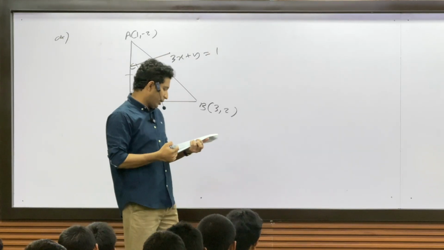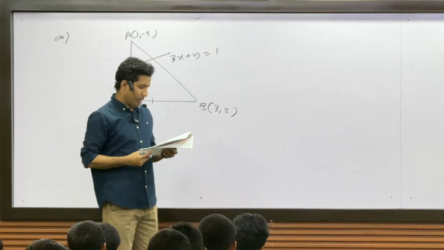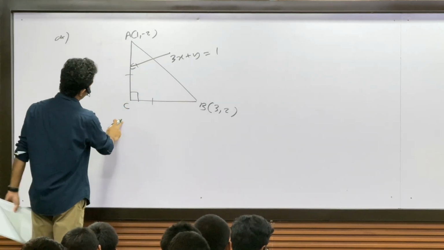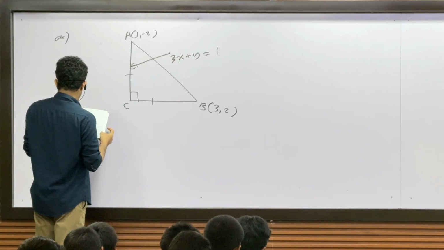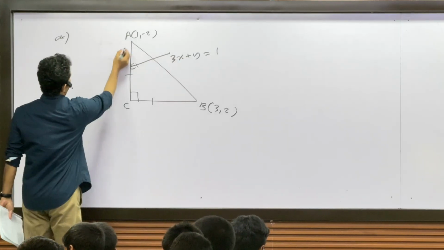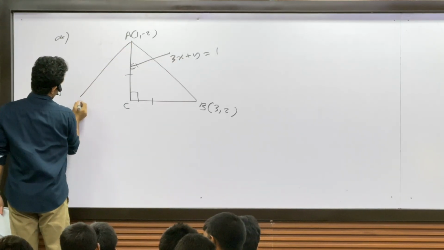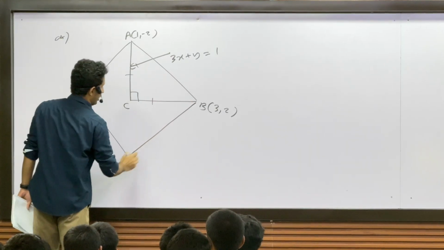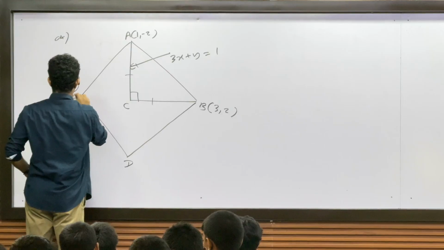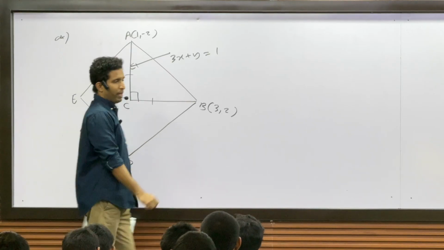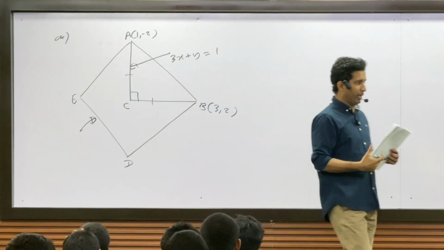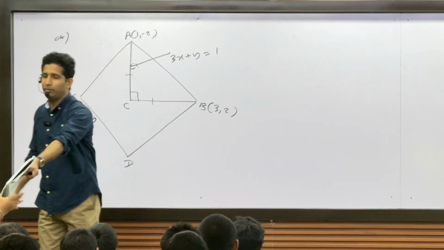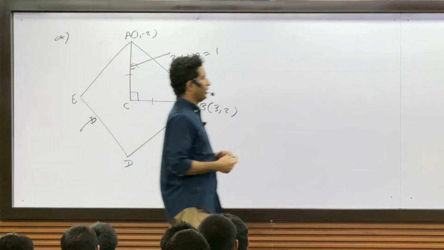C is a right angle, okay? When ABDE is a square where C is the center, you need to find the equation of DE. Now the diagram will come like this, ABDE. You need to find the equation of DE. You know the gradient of DE, right? Because DE is parallel to AB, as this is a square.